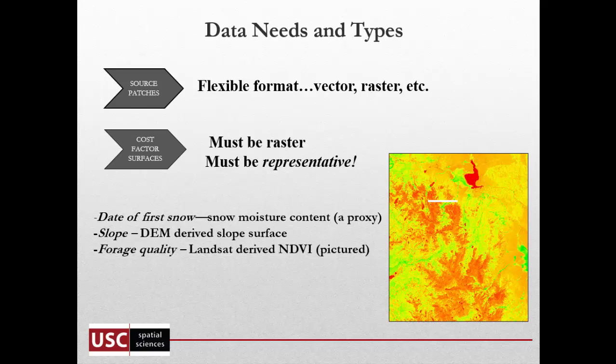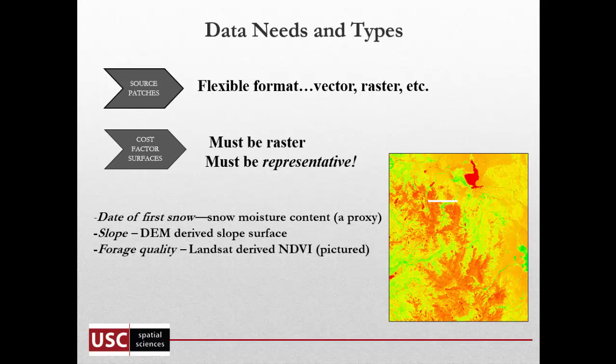All right, with our preliminaries done, now it's time to get down to the work of finding data that can be inputted into the model. The first thing to find are source patches. This is luckily a flexible format. It could be points of field data with known positions. It could be a vector outline of a habitat, any number of different things.